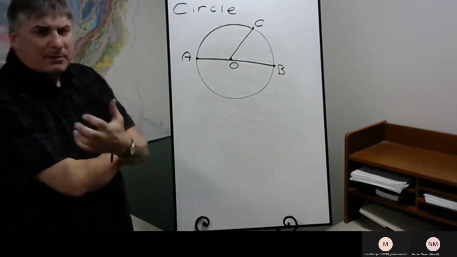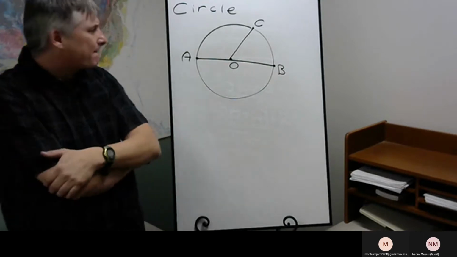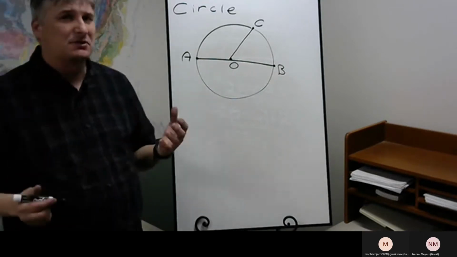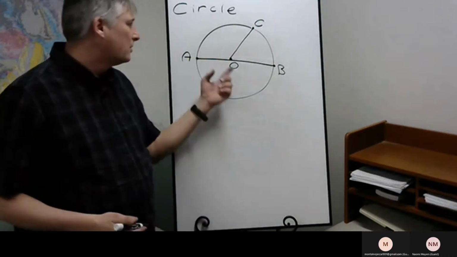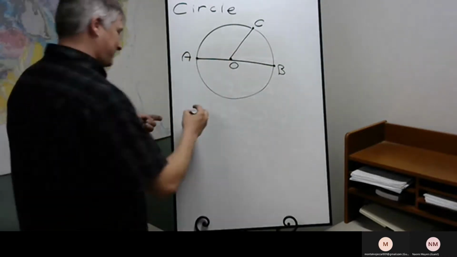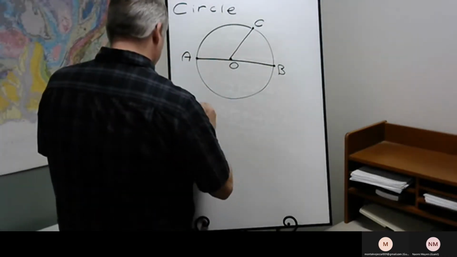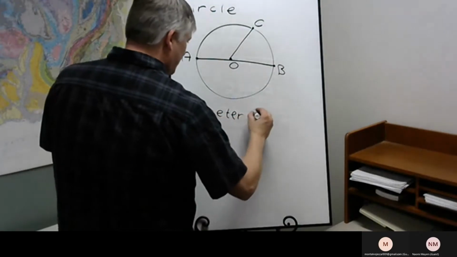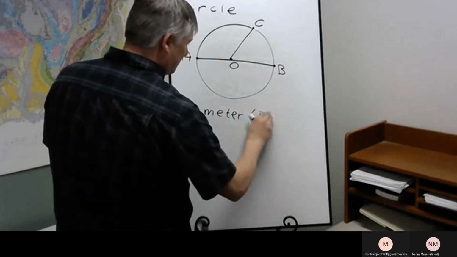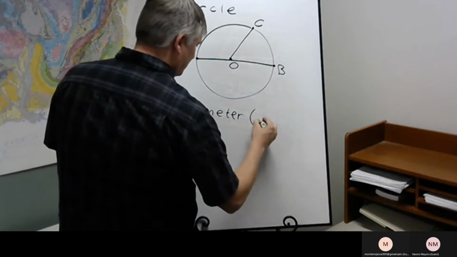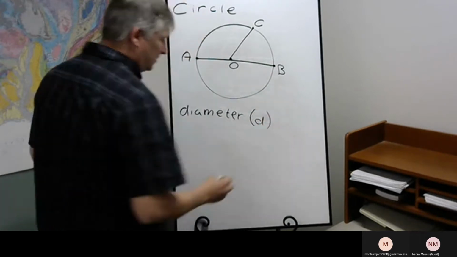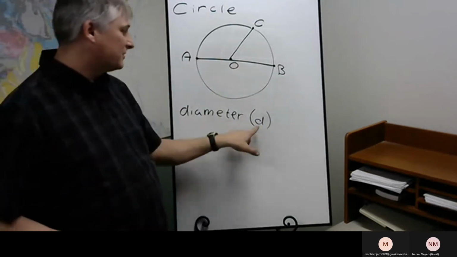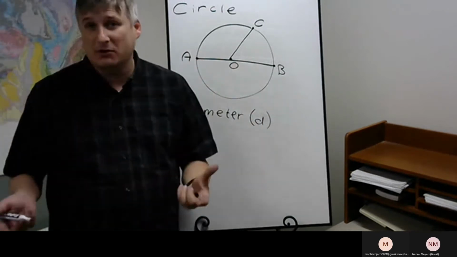Now, there's some properties of circles we want to be aware of. The first one's called the diameter. And this is a distance across the circle through the center. And it's usually represented using a lowercase d. Again, this is a measure, so d is going to be some numerical value.